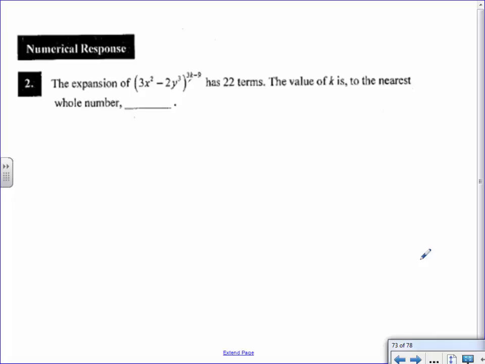Okay, so what they've done here is they've given you (3x squared minus 2y to the 3) all to an unknown exponent. The exponent is 3k minus 9. When you're done, if you FOIL it out, you know how the last time around I had 6 terms? This one had 22 terms. Use that logic though.